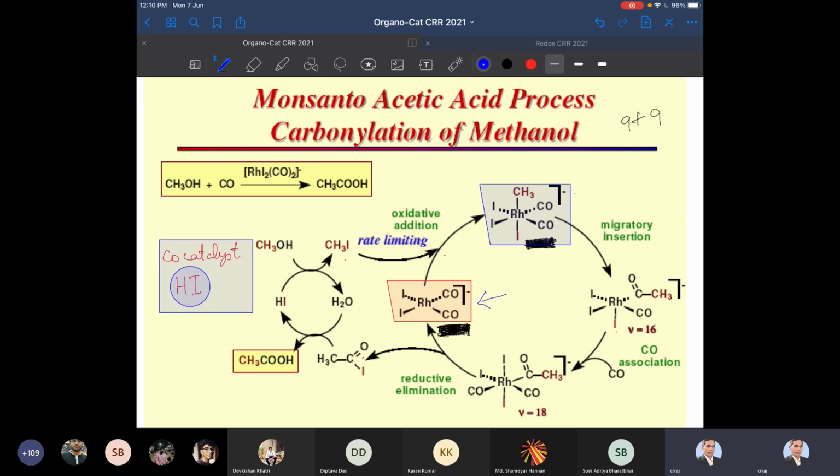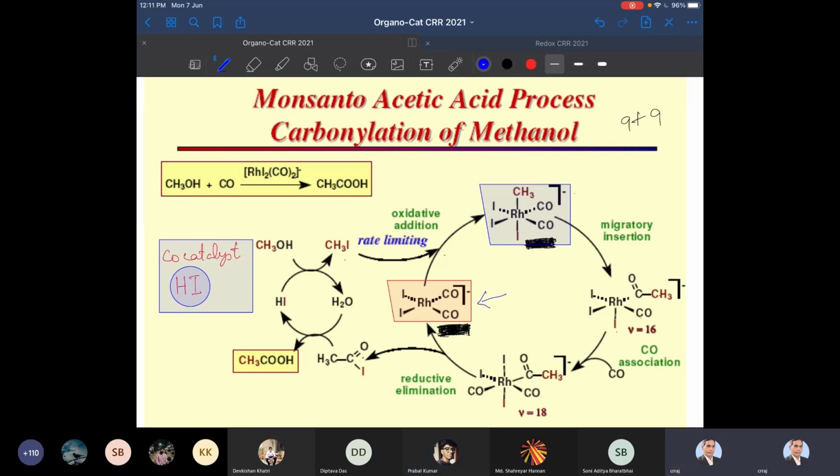I will ask somebody: how many valence electrons does this complex have? The red color box, rhodium, I2CO2 minus. Can you tell me how many valence electrons? Anybody? Yeah, I will ask. Prabal Kumar, yes. Yeah, tell me, Prabal. How many electrons? No problem. Even if you make a mistake, only then do we learn, right? Okay, sir. I'm counting it.